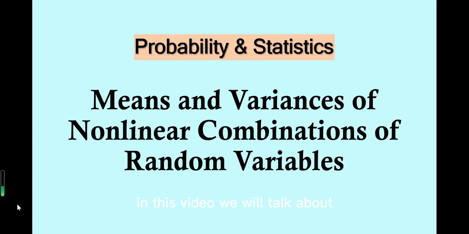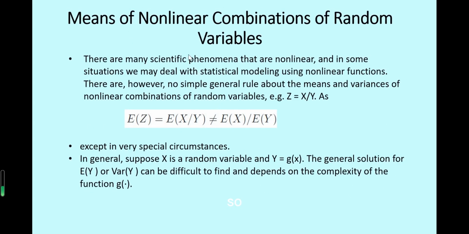In this video, we will talk about means and variance of nonlinear combinations of random variables. In many scientific situations, we want to know the combinations of random variables and their statistical analysis. For example, z equals x divided by y. This is a nonlinear combination of x and y, and x and y are both random variables. We only know the distribution and the statistics of x and y.